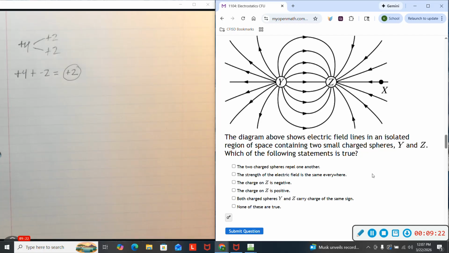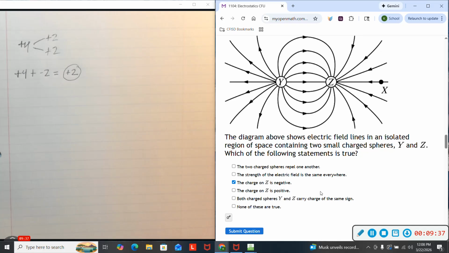The charge on Z is negative. Again, we talked about the way to draw these field lines. They always point away from positive charges and toward negative ones, which does mean that the charge on Z is, in fact, a negative charge because the arrowheads are pointing toward it. So we're not going to say that it's positive.